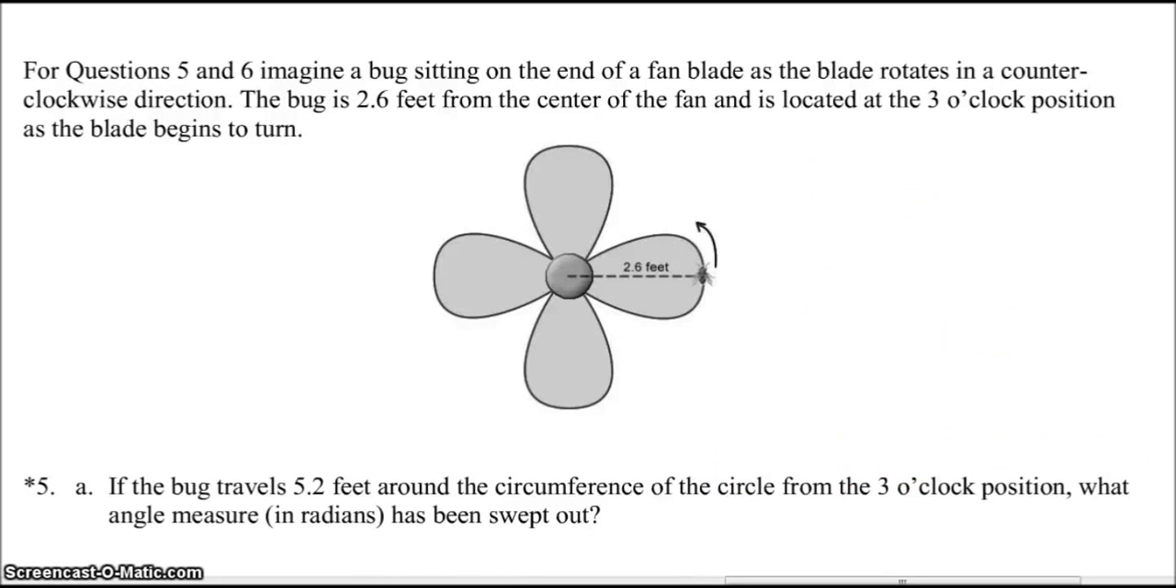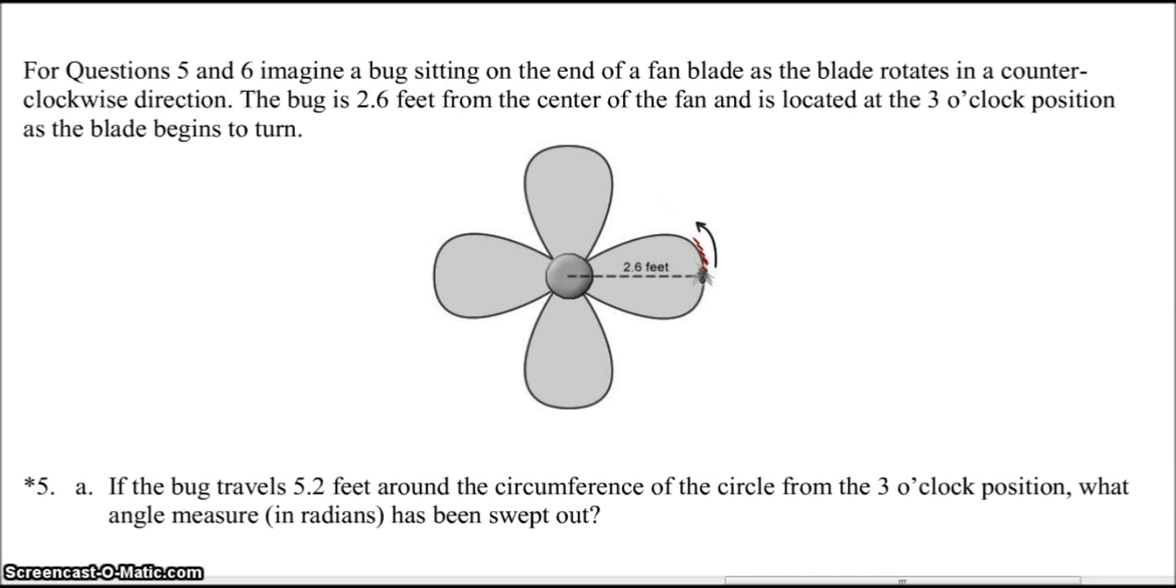For questions 5 and 6, imagine a bug sitting on the end of a fan blade as the blade rotates in a counterclockwise direction. The bug is 2.6 feet from the center of the fan and is located at the 3 o'clock position as the blade begins to turn. If the bug travels 5.2 feet around the circumference of the circle from the 3 o'clock position, what angle measure has been swept out? So here just imagine that the bug's moving.